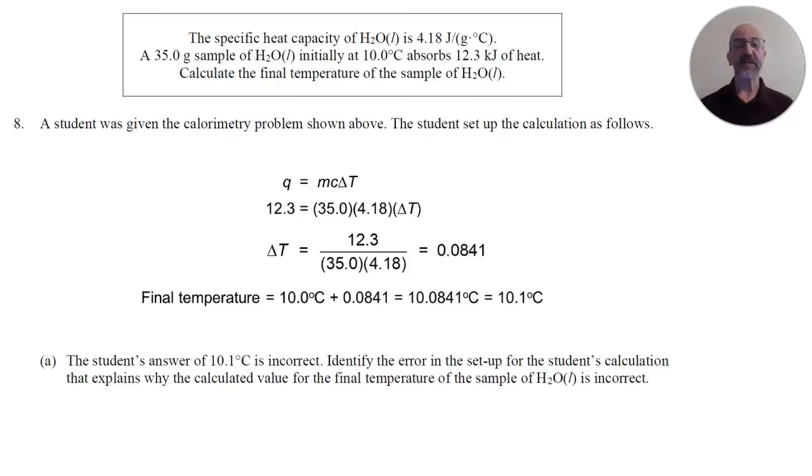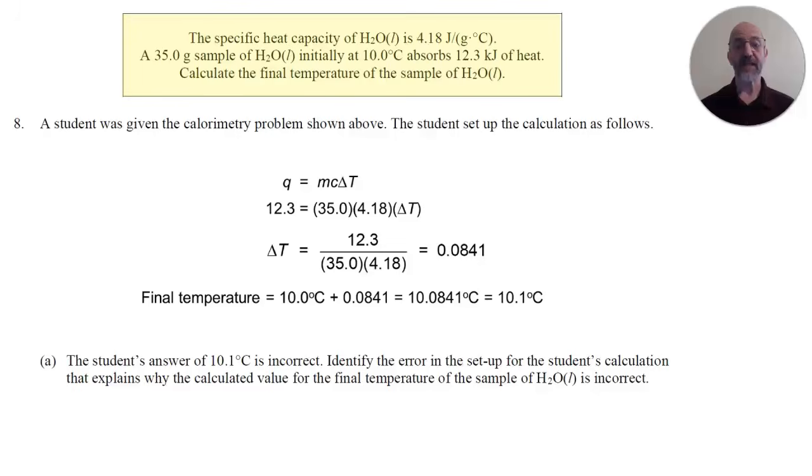In question 8, we are given a calorimetry problem which states that the specific heat capacity of liquid water is 4.18 joules per gram degree Celsius. A 35.0 gram sample of liquid water, initially at 10.0 degrees Celsius, absorbs 12.3 kilojoules of heat. Calculate the final temperature of the sample of liquid water.